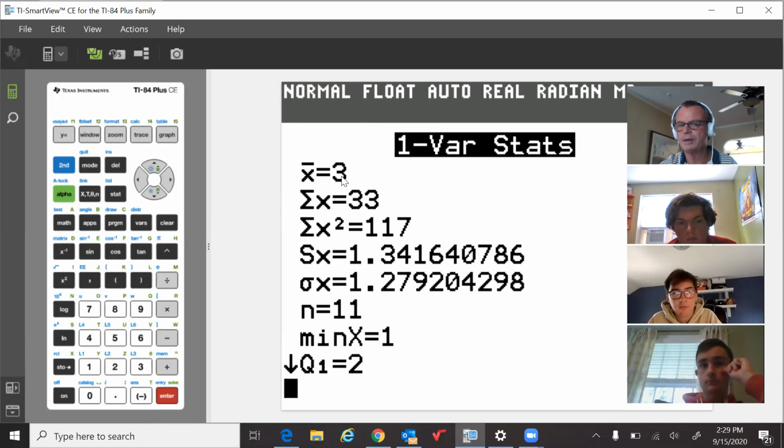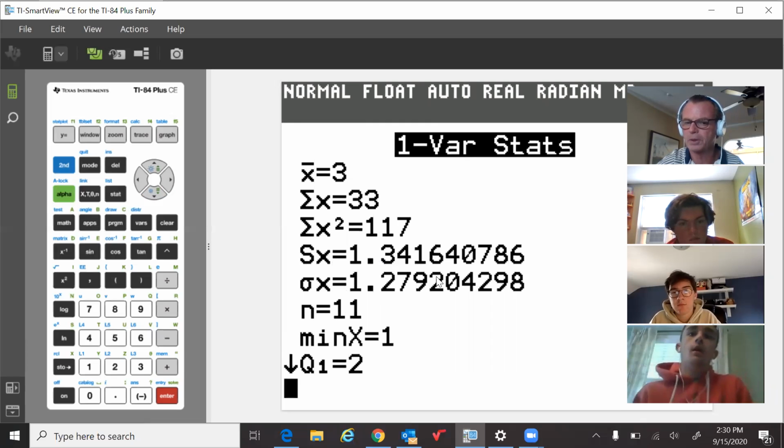Ready? The mean's 3. The sum of the friends is 33 close friends. Sum squared. Sx, this is the sample standard deviation. The Roman letter is telling you sample standard deviation. This is a Greek letter, a small sigma. The Greek letter is used for population. That goes for the whole course. If you see an abbreviation and you're not sure, Roman letters go with the sample, Greek letters go with the population. But what do you notice? The sample standard deviation is a little larger than the population standard deviation.